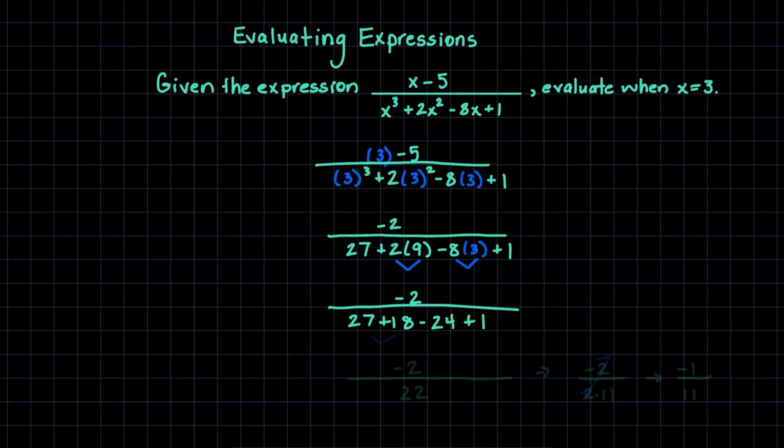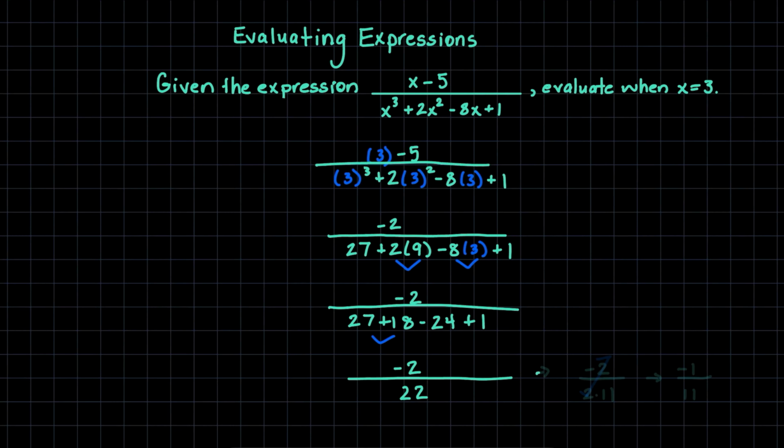Multiplication and division is done. Now we're on to addition and subtraction. We move left to right. 27 plus 18 is 45. We can combine those, and that's going to be 45. And then 45 minus 24 is going to give us 21. Plus 1 is 22. So I just went left to right in adding what's left in the denominator.